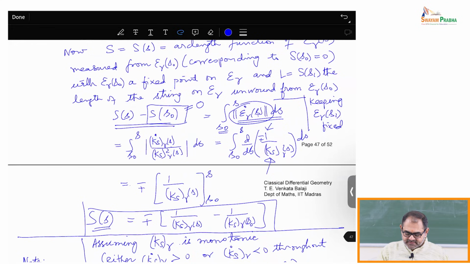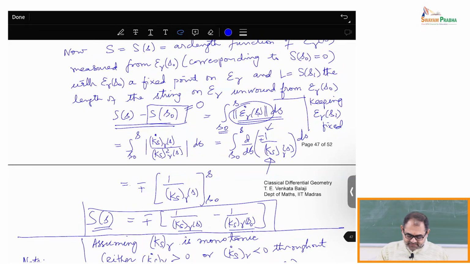Capital S of small s is minus or plus 1 by the sine curvature of gamma at S minus 1 by sine curvature of gamma at S naught. And mind you, sine curvature never vanishes throughout, so all the things in the denominator are well defined. The denominators are not 0. So you have this capital S of small s.